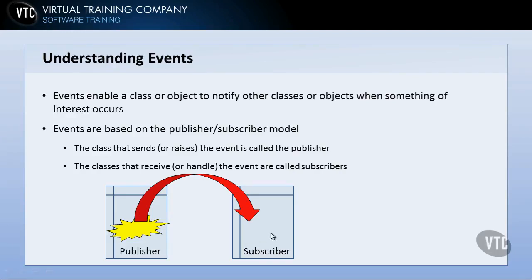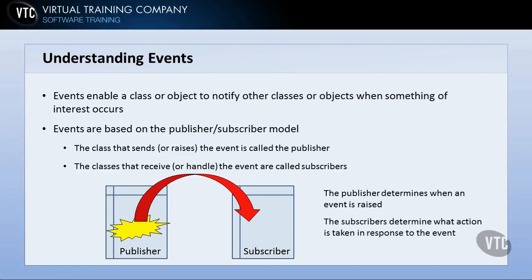Now, the publisher determines, first of all, what an event is. It names the event, it creates that event object, and then it determines when the event is raised, and then the subscribers determine what action is taken in response to the event. And in reality, they're simply running a method that is being pointed to by the delegate that is the event.